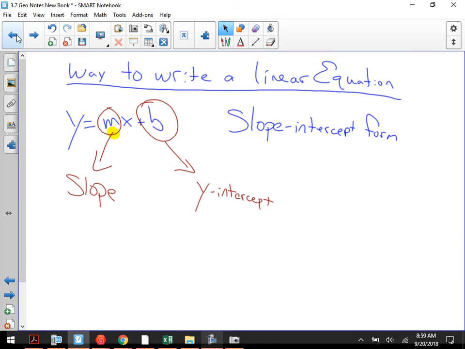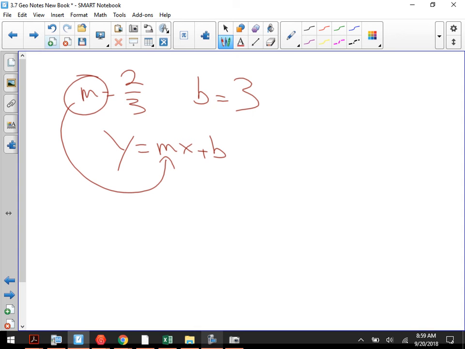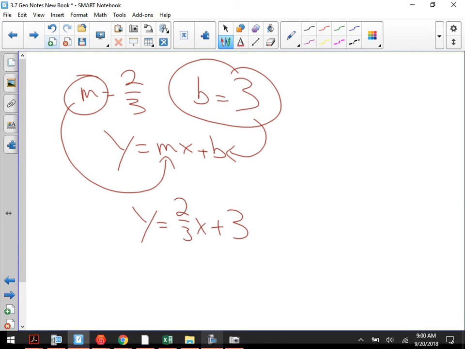Okay. Slope-intercept form. I think one of the first things you guys first learned how to do was if you were given a slope of 2/3 and a y-intercept of 3, what would your equation be? Right. This is telling you what your slope is and what your b value is, your y-intercept. If you know what the formula is, y equals mx plus b, you substitute in, and you go on your merry way.